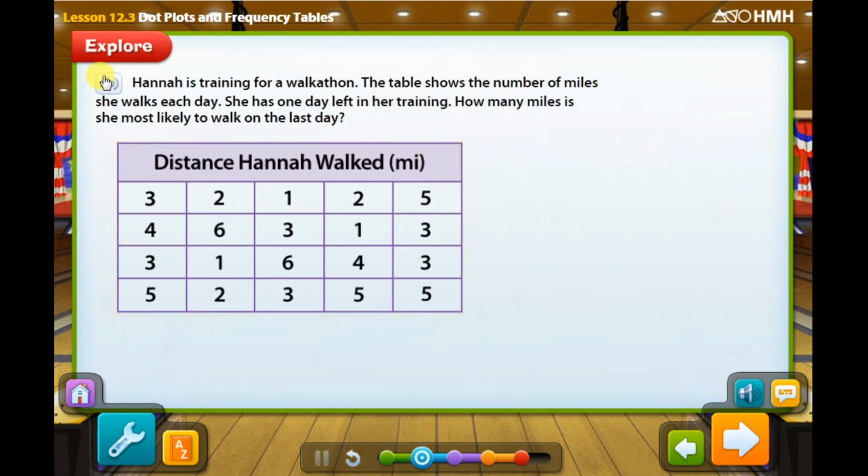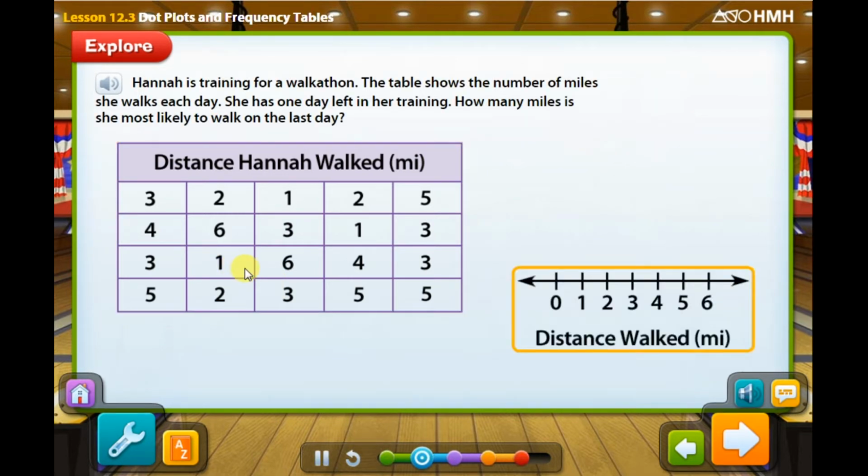So, which number is the most likely to repeat? Let's figure it out. Since the numbers vary from 1 to 6, use a scale from 0 to 6. Plot a dot above the mark for 1 for every piece of data for 1 mile. How many times did she walk 1 mile? 3 times, so we will put 3 dots. Since Hannah walked 1 mile 3 times, there are 3 dots above the mark for 1 mile.